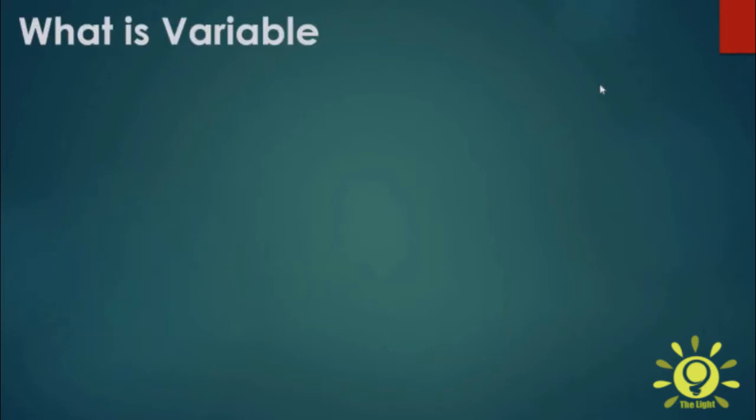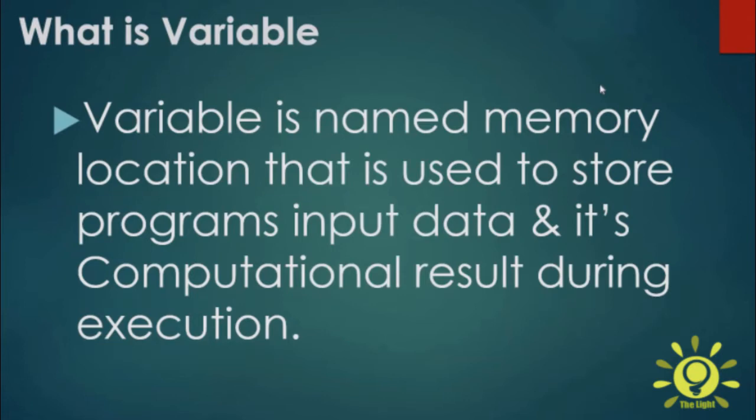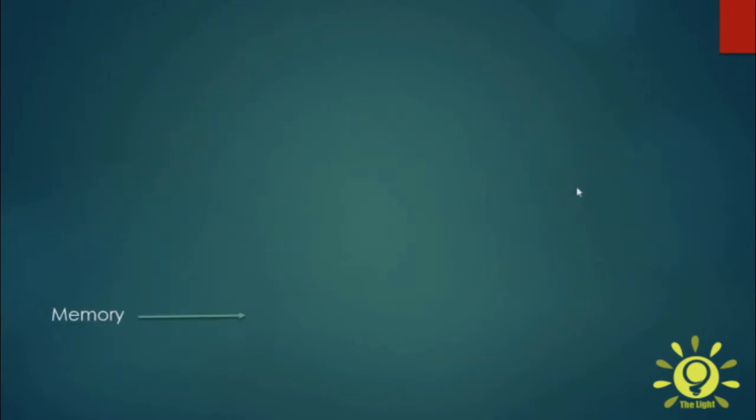First of all, what is a variable? A variable is actually a named memory location that is used to store a program's input data and its computational result during execution. So guys, the value of a variable can be changed during the execution of a program, but the name of the variable cannot be changed during the execution of a program.